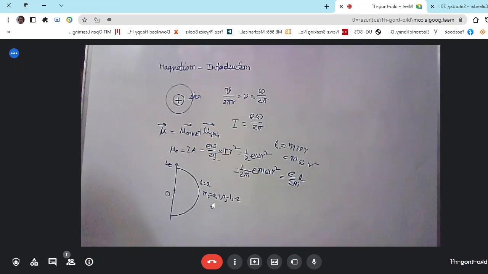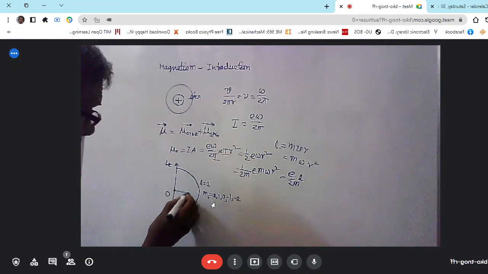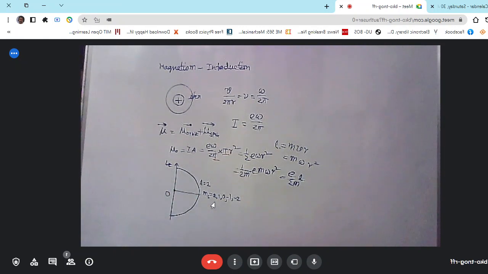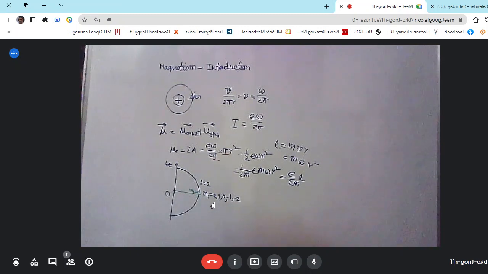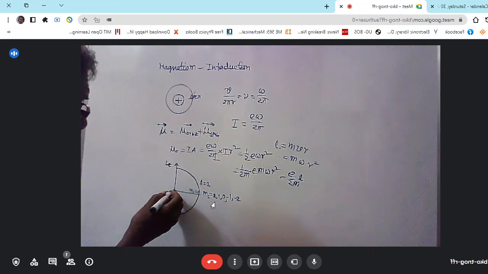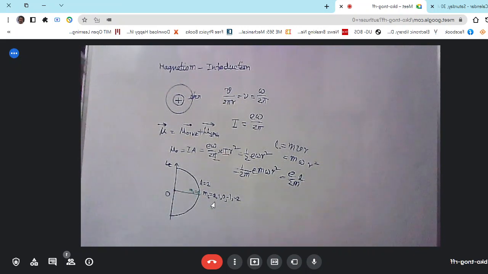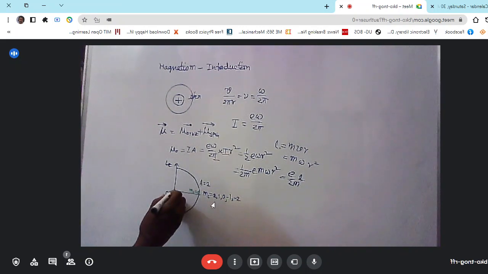Now, according to quantum theory, for this line, m l equals 0, because if you draw a perpendicular, then it will pass through the center. So m l is 0. Then we have an equal angle here. This angle should be equal. This is for m l equals 1.